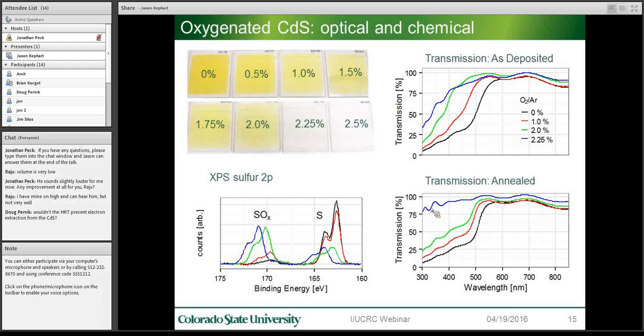Looking at the chemical composition of this film in XPS, we see that as we add oxygen, this sulfur 2p peak decreases while this one increases. And this one corresponds to sulfate and sulfite, where this is sulfide. The presence of sulfate material helps explain the increased transmission.